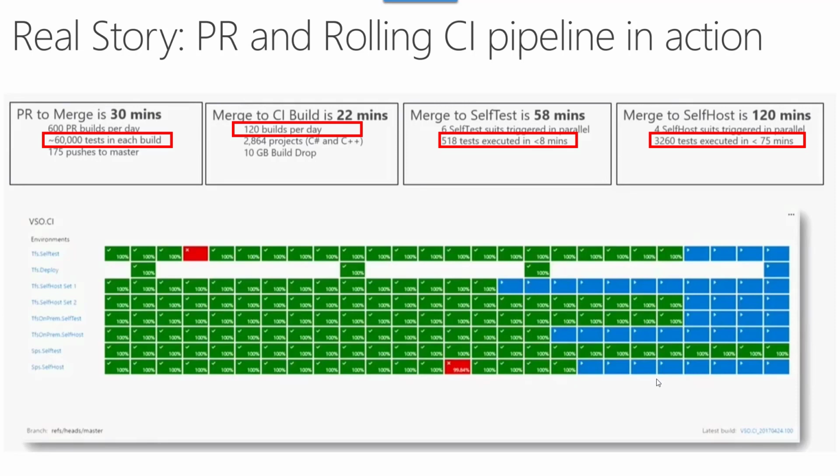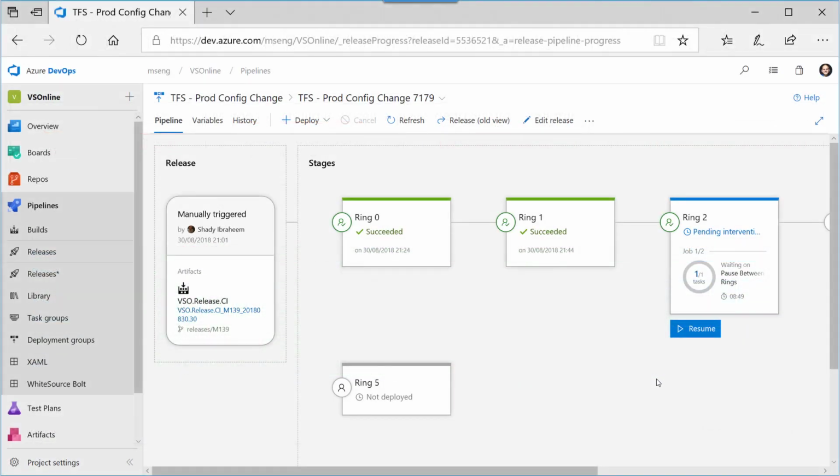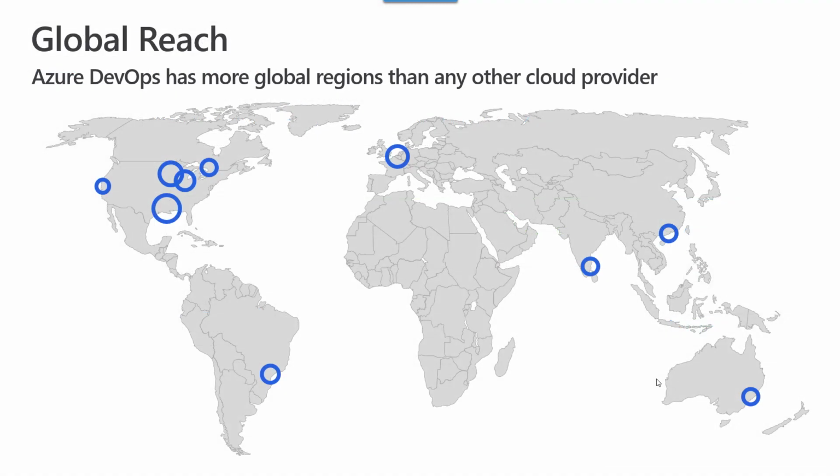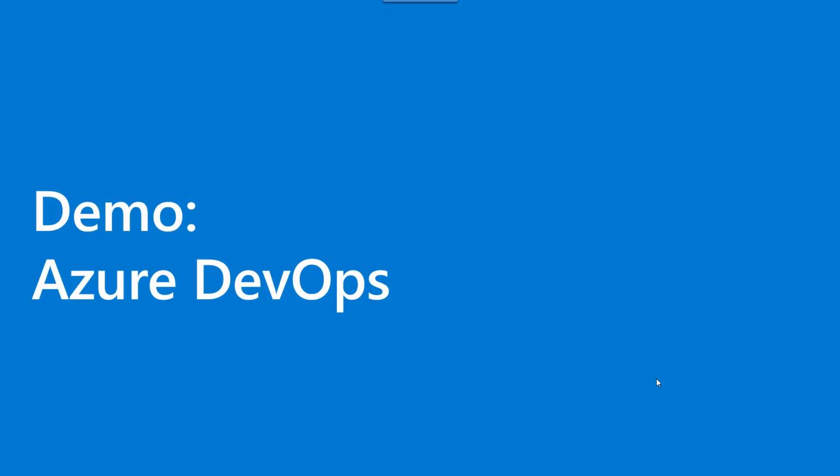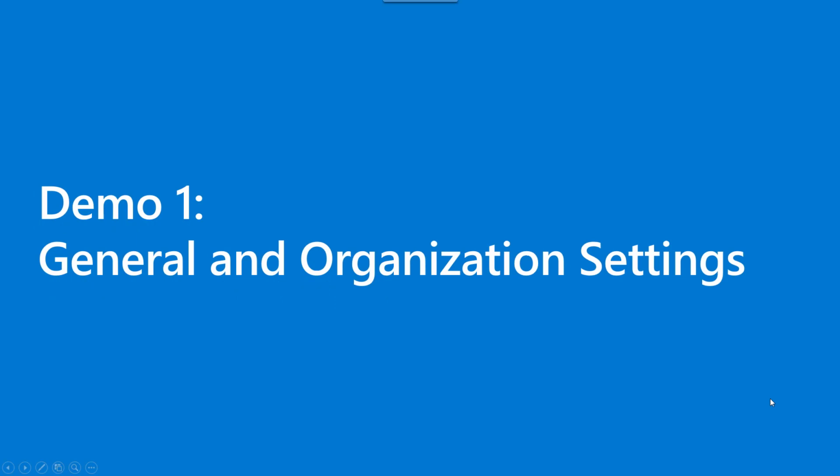This is why they fix problems very early. They adopt their solutions, they monitor the solution, and they get feedback very early, and they fix issues by being so proactive. This is a real pipeline inside Microsoft for a real product internally. Azure DevOps has many more global regions than any other provider. So let's look at the demo. In the first demo, I will talk about general and organization settings. So let's see.